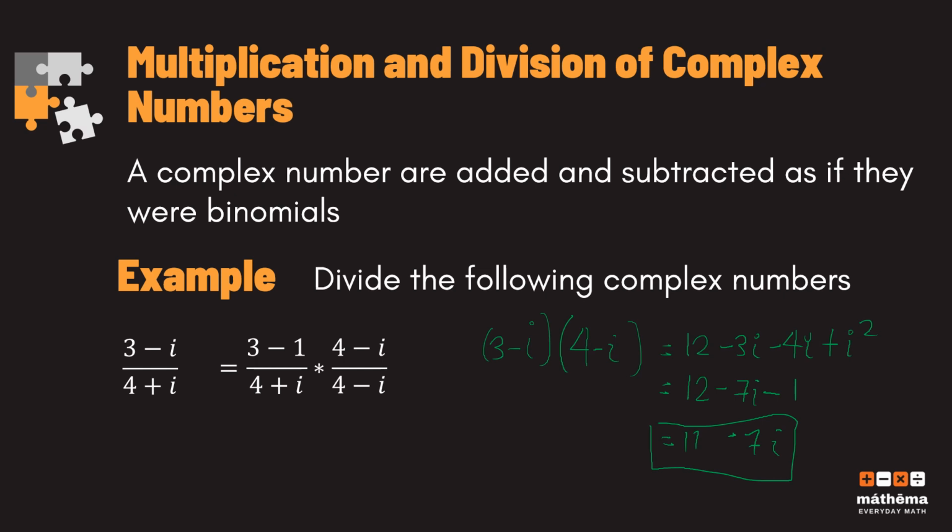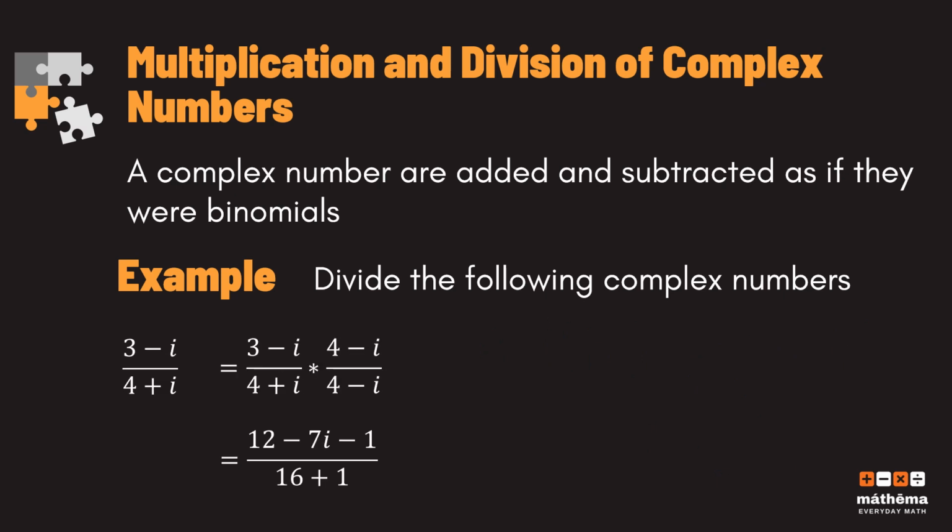Now, here, the same pattern as earlier, this is just equal to what? 16 plus 1 or 17. So again, our denominator is 17. Our numerator is 11 minus 7i. So again, we have here 11 minus 7i over 17. And then simplify, we will have 11 over 17 minus 7 over 17i. That is again our final answer.